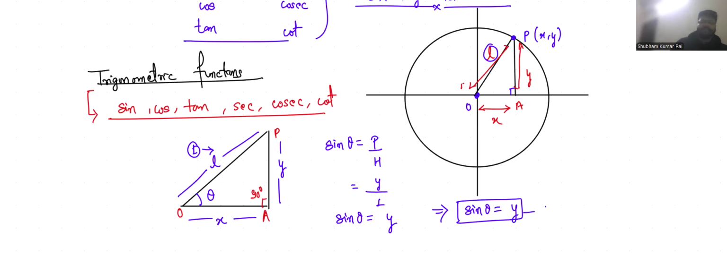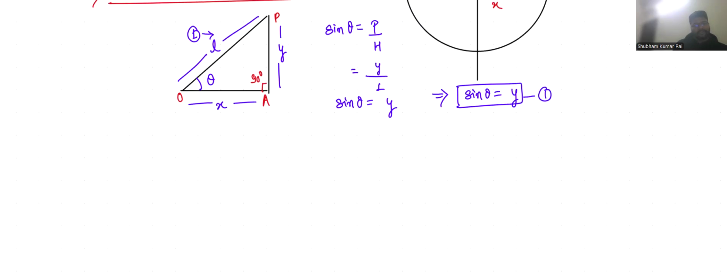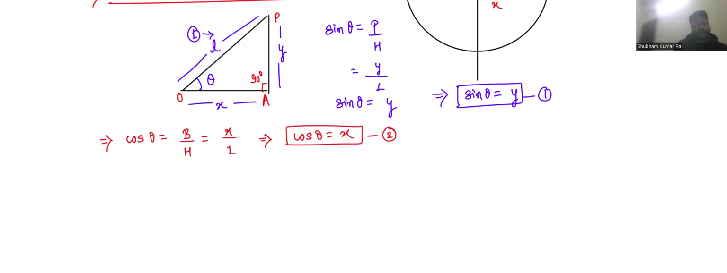Okay, now let's do the same for the further trigonometric ratios. For cos theta, that is base upon hypotenuse, right? Here the base is x and the hypotenuse is 1. If we solve it further, cos theta is equal to x. Let's name it equation number 2, right? Now let's do the same for tan theta as well. So tan theta is what? That is perpendicular upon hypotenuse. No, it is perpendicular upon base. So it is y upon x.